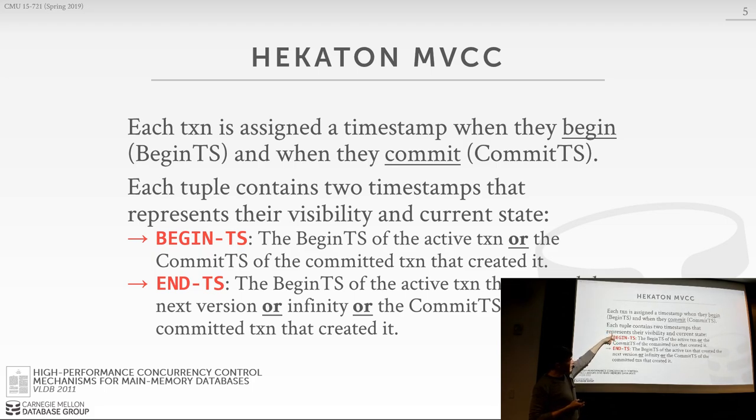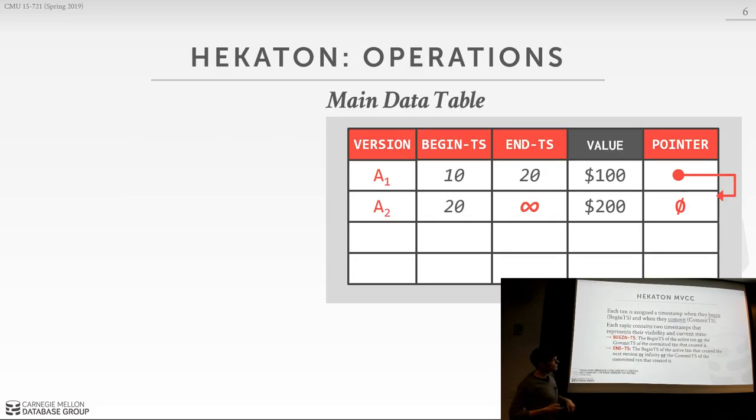So the begin timestamp is going to be either the begin timestamp of the active transaction that created it, or the commit timestamp of the transaction that created it. The end timestamp is going to be either the begin timestamp of the active transaction, the next version in the version chain, infinity, meaning it's the latest version, or the commit timestamp of the committed transaction that created it. So this one's sort of easy to understand. This one's a bit more nuanced. So let's go through an example and see how this all fits together.